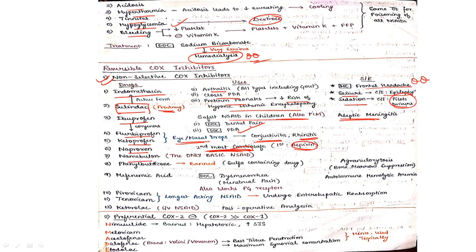Then nimesulide, the only basic NSAID. So there is the MCQ question. Okay, only basic NSAID, like this. Then phenylbutazone, it is banned.